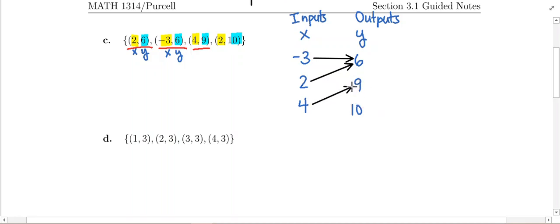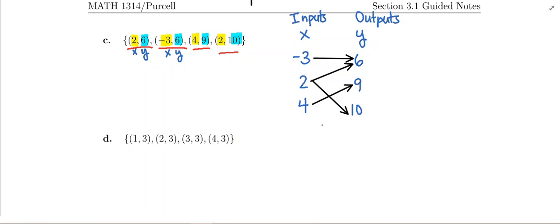And then lastly, we have the ordered pair 2, 10. So that means that an input of 2 is going to give us an output of 10. So we need to draw from 2 to 10. Okay, so this is how you can make a relationship like this very readable, just like it was very readable in examples 1A and 1B. Make yourself an arrow diagram.